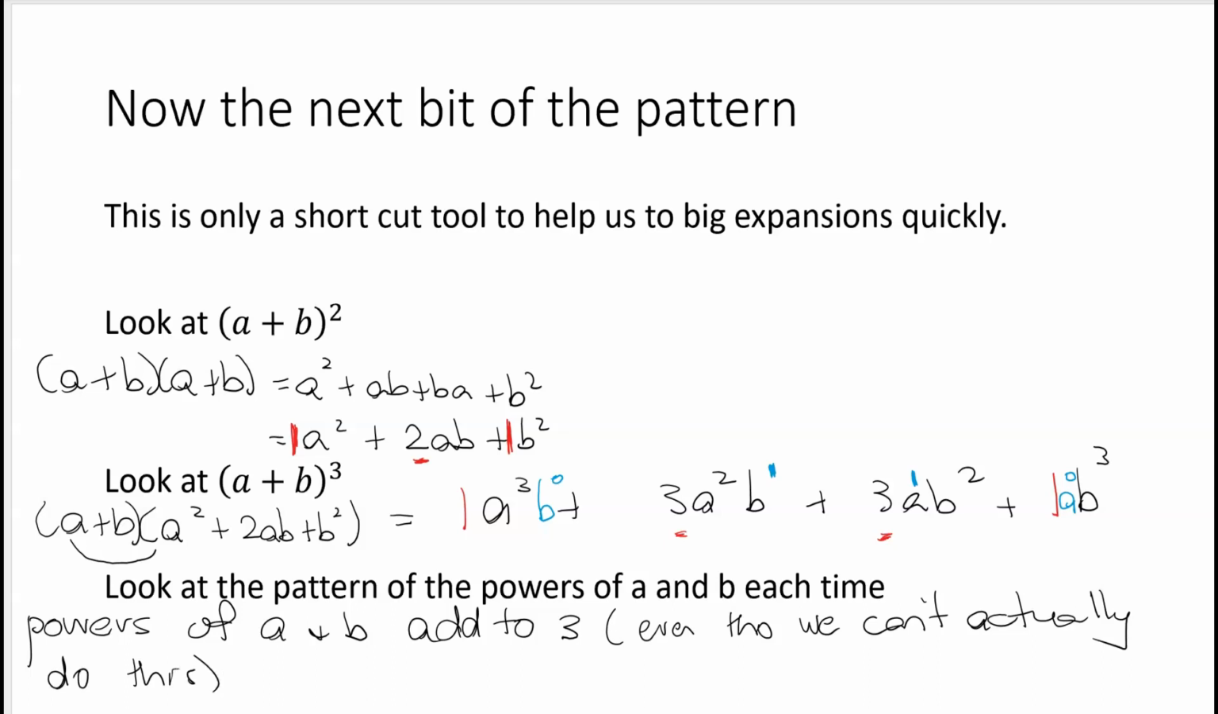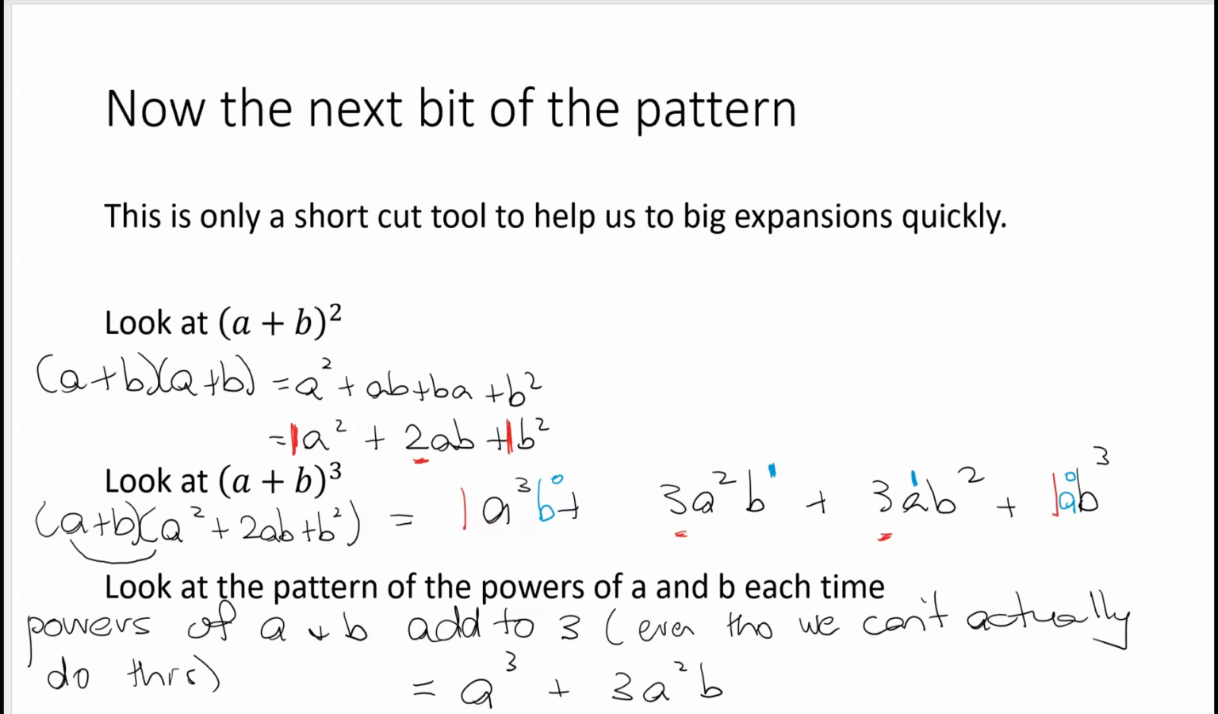Because we can only add the powers if the numbers are the same. But for this shortcut method, that's what we're doing. Now, you don't need to write in the red numbers, and you don't need to write in the blue numbers, so the answer was just a cubed plus 3a squared b. But you can see in the second term we've got a squared and 1 b. They add up to 3.